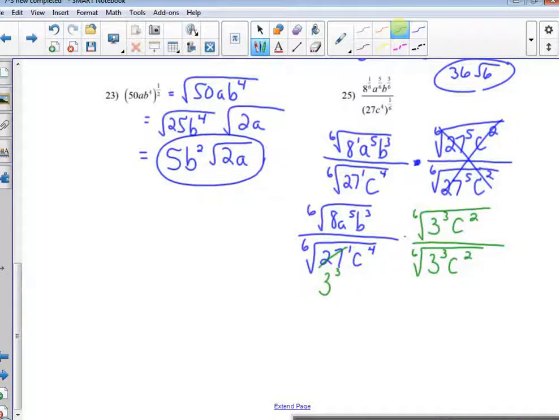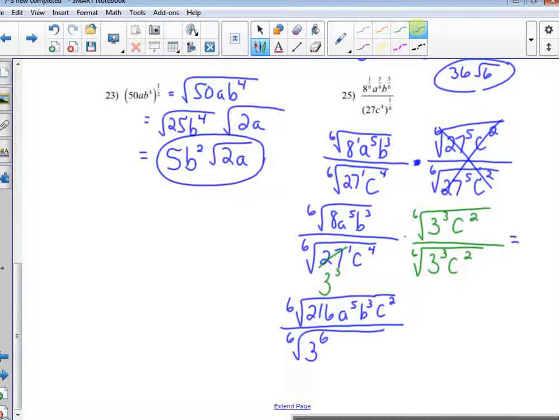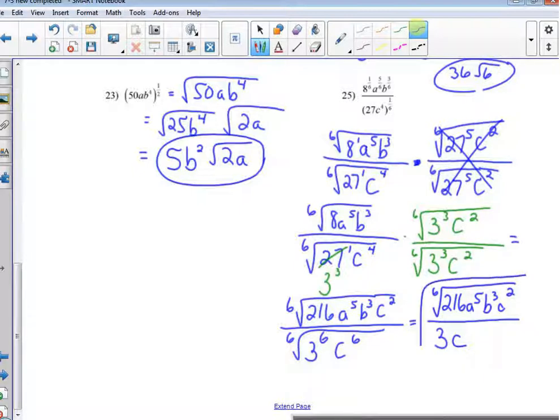So what that yields now is the 6th root, 3 to the 3rd, 27 times 8 is 216. So for the numerator, I get the 6th root of 216, a to the 5th, b to the 3rd, c to the 2nd, divided by the 6th root of 3 to the 3 plus 3, or 3 to the 6th, c to the 4 plus 2, or 6. And remember, these are perfect 6th roots because the exponent will divide the root. So that denominator just turns into 3 to the 1st, c to the 1st, or 3c. So the 6th root of 216, a to the 5th, b to the 3rd, c to the 2nd, over 3c.